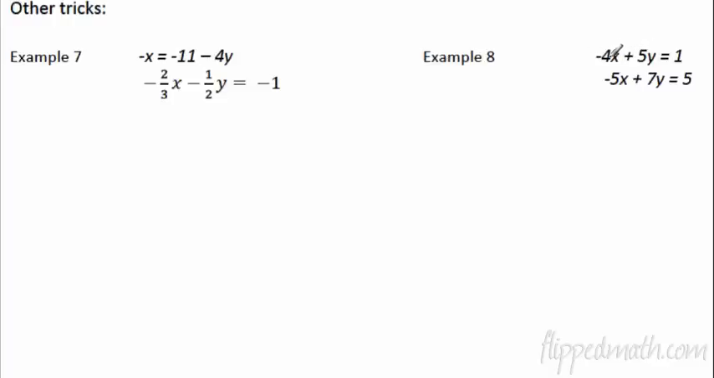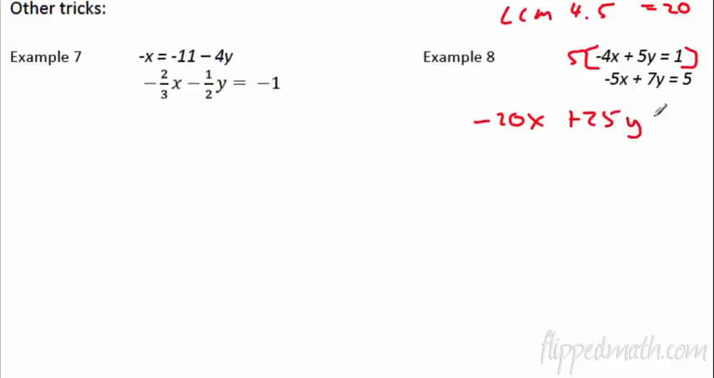All right, so if I'm going to cancel the x's, I can see a least common multiple of 4 and 5 here. That's going to be 20. So I can get these guys into 20s if I multiply. I need one positive and one negative. It doesn't matter which one's which. So I'm going to multiply the top equation. What should I multiply that by? Let's just try 5. We're going to get negative 20x plus 25y equals 5.